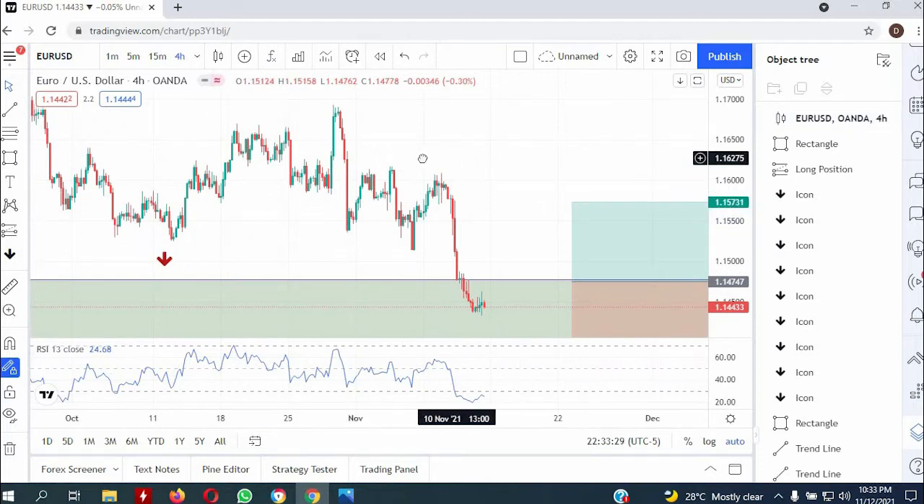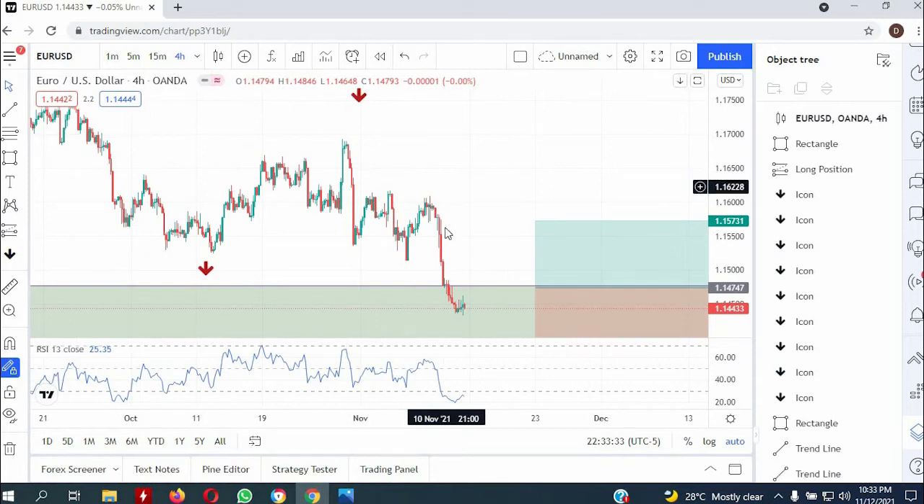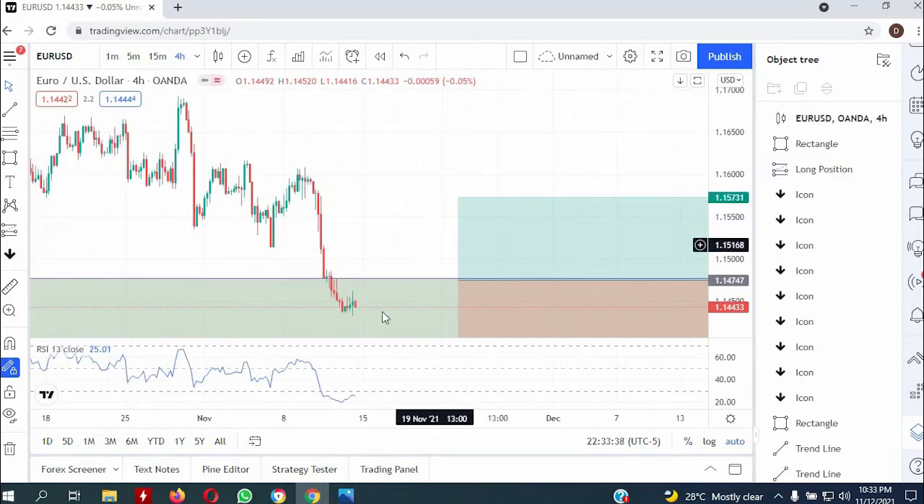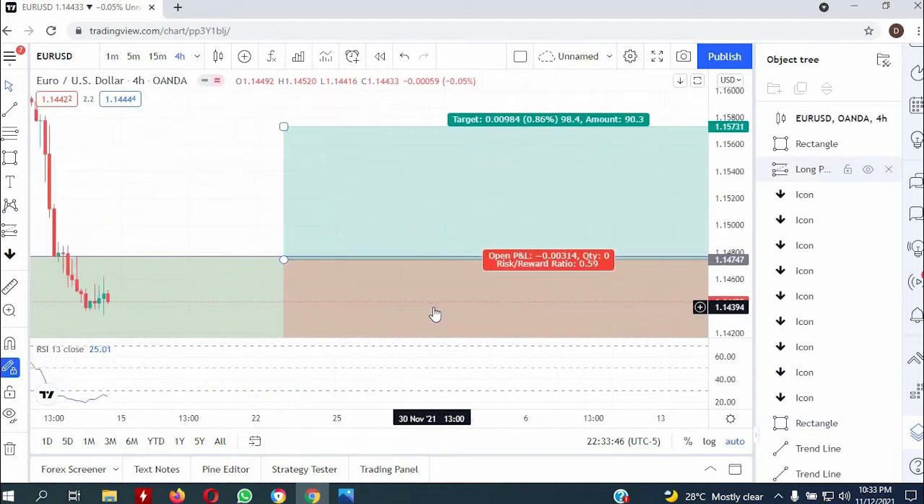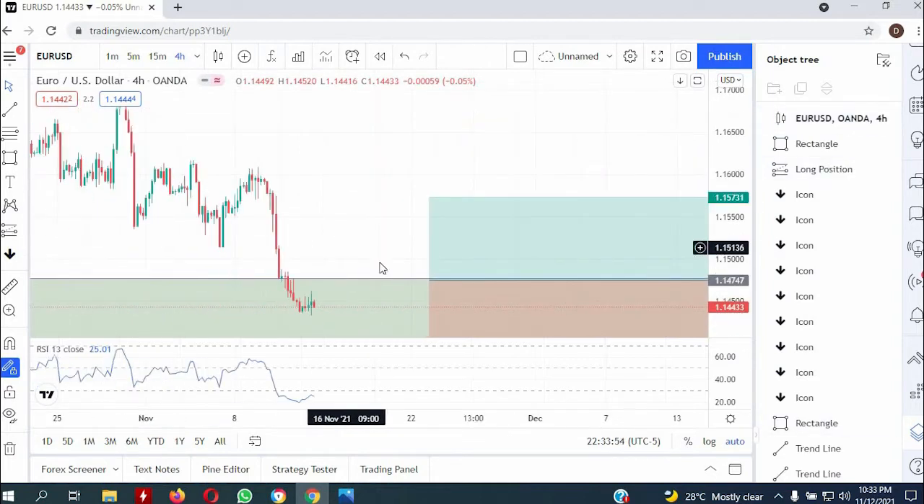So for the EUR USD, I'm expecting a buy trade, but however, you have to watch this area right here and see how the market reacts to it, right? As you can see, it's getting some resistance already, right? So that is it for the EUR USD.